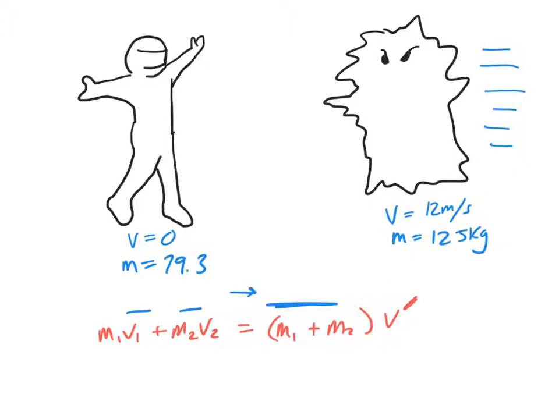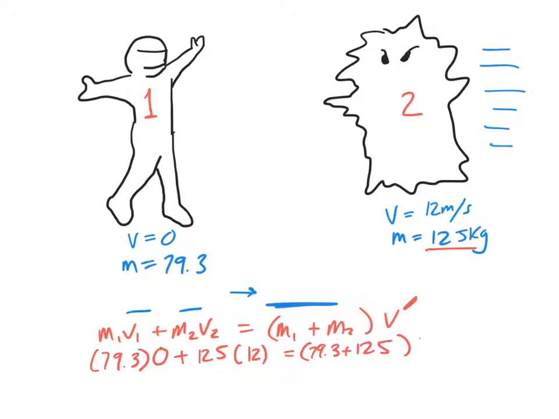So we're going to plug things in. So let's just call this guy 1, this guy 2. So m1, 79.3, v1 was originally 0, so that whole thing's going to be 0, plus m2 was 125, it says mass, and the original velocity was 12, equals, afterward they're one big thing, so 79.3 plus 125, and they share the velocity, and that is what we're trying to solve for. So on this side we're going to have 125 times 12.